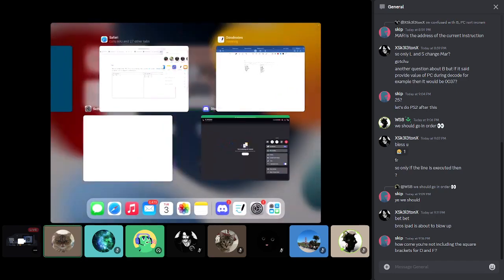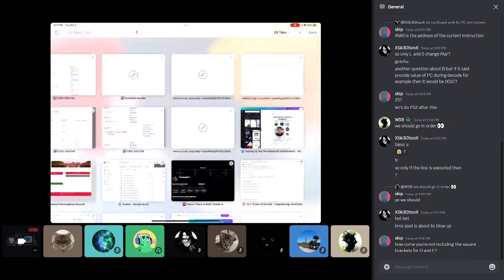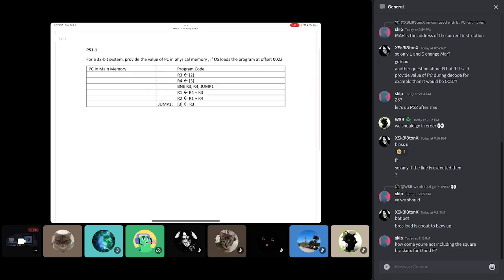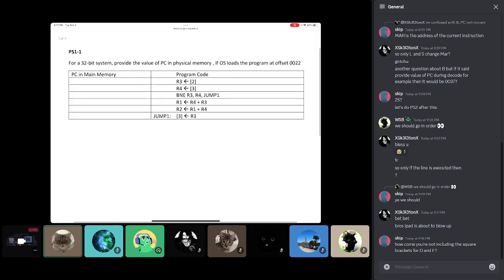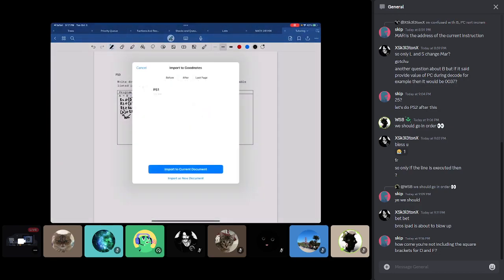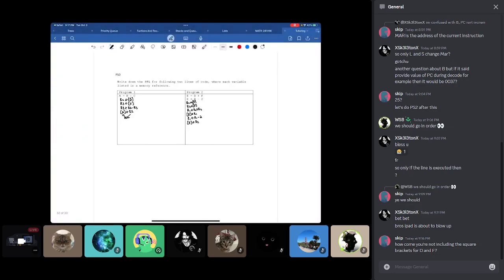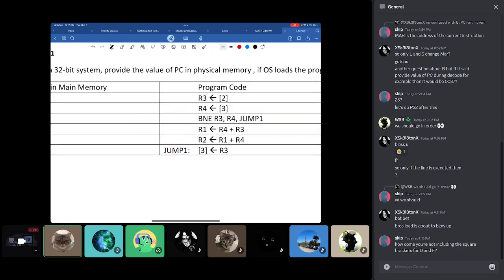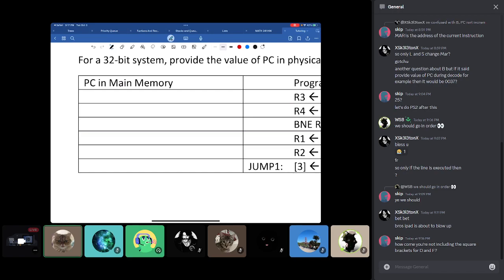Alright, and then this is just the system again. So here it's saying for a 32-bit system, provide the value of PC in physical memory if the OS loads a program at offset 0022. Again, offset that starts at 0022.